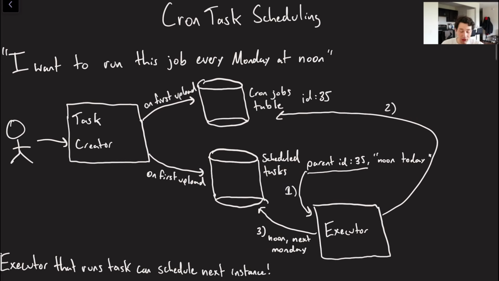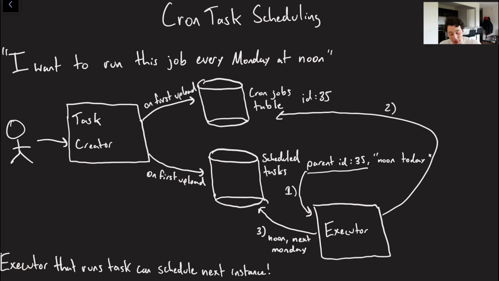The first thing that I will talk about is the actual cron task scheduling, right? So the idea here is that, let's say I want to run this job every Monday at noon. We can have two tables. We've got one that just outlines the settings of the cron job, so the metadata of when we want it to run, maybe the ID of the overarching parent job. And then we've got a second one that includes the scheduled tasks that are a result of it.